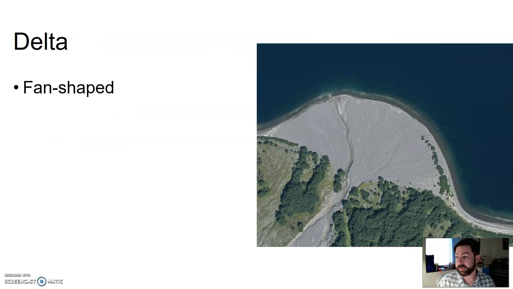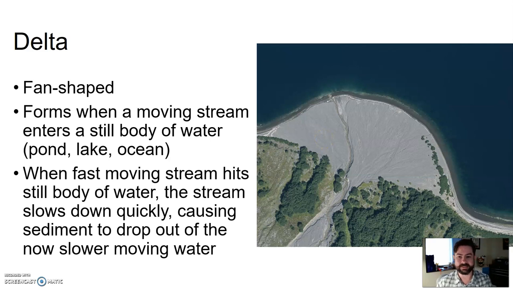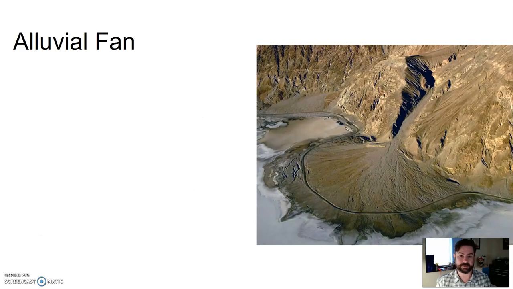One being a delta. So deltas have a fan shape. They form when a moving stream enters a still body of water. So when some sort of river enters into some sort of lake. So you get a river which moves fast hitting a lake which doesn't move very much. That water containing the sediment slows down. When sediment slows down, it's deposited. So that's how you get these delta formations. So that's one land-based landform from sediment deposition.